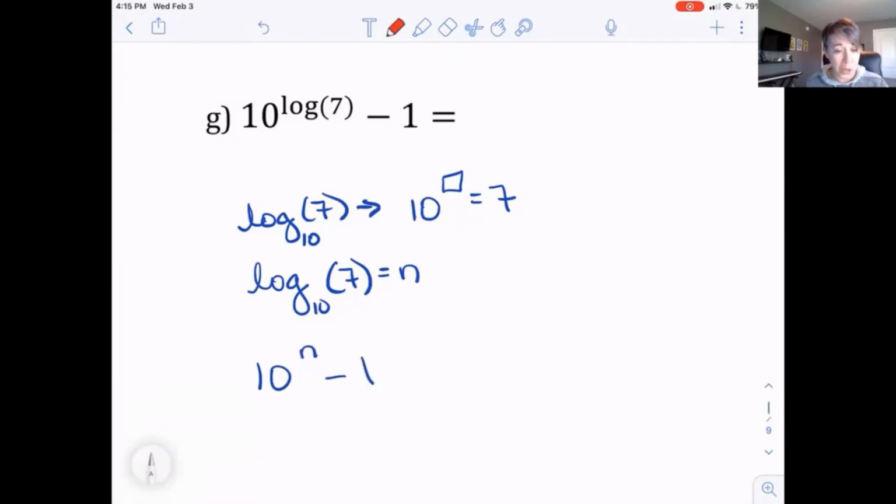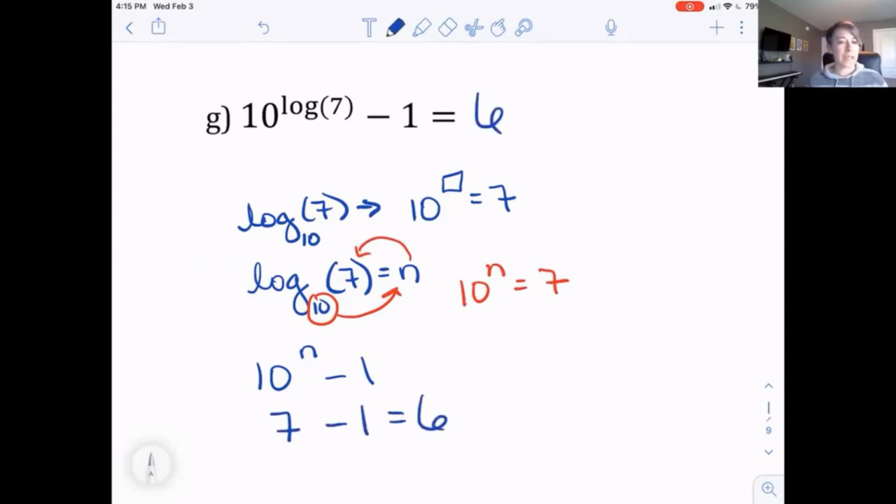Well, remember what that logarithm means. 10 to the power of n equals 7. So we can use substitution. So that equals 7 minus 1, which gives us 6. So if you have a base of 10, let's say, or any base, taken to a logarithm of the same base, it's going to equal your argument.